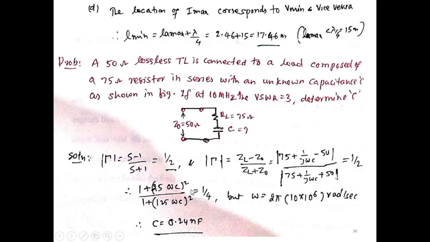Then if you cross multiply and square this, we get (1 plus 25 omega c) whole square over (1 plus 125 omega c) whole square is 1 by 4. But omega is equal to 2 pi into 10 raised to 6 radian per second. If you substitute this value of omega and find the value of c, you will get c is equal to 0.24 nanofarad.